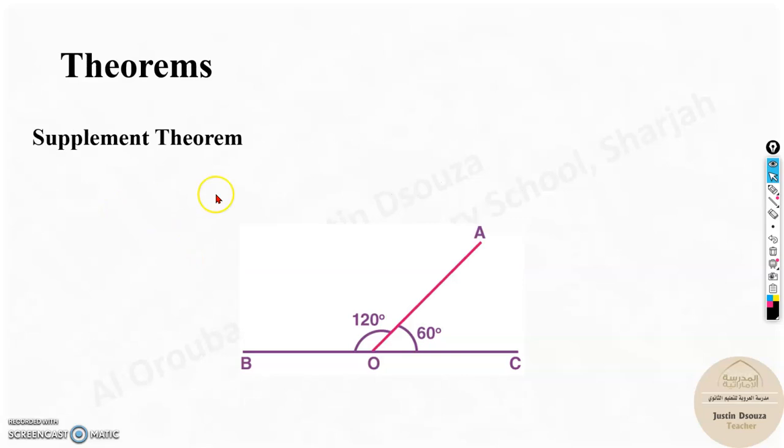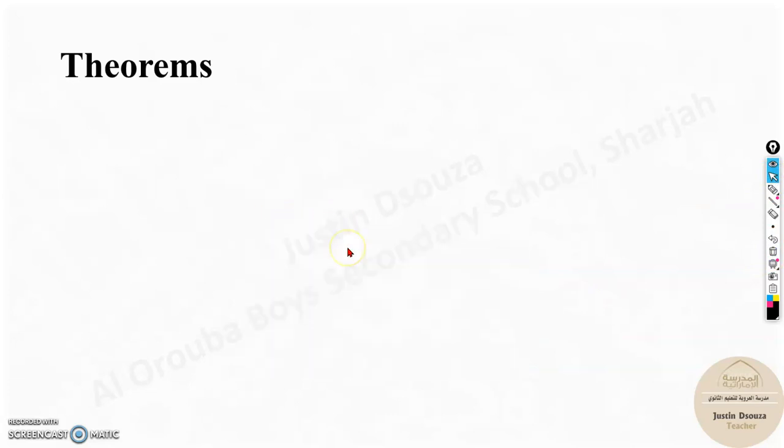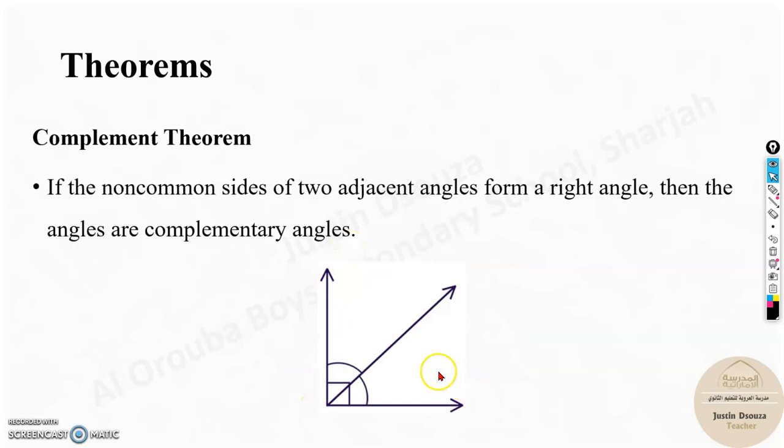A few of the theorems we'll come across is the supplement theorem, which we have already come across before. That is, if two angles form a linear pair, that is 180 degrees, then they are supplementary angles. So supplement means more, it's not 90. 90 is complement. Supplement is 180 degrees. So over here 120 plus 60 will make 180. That's a linear pair.